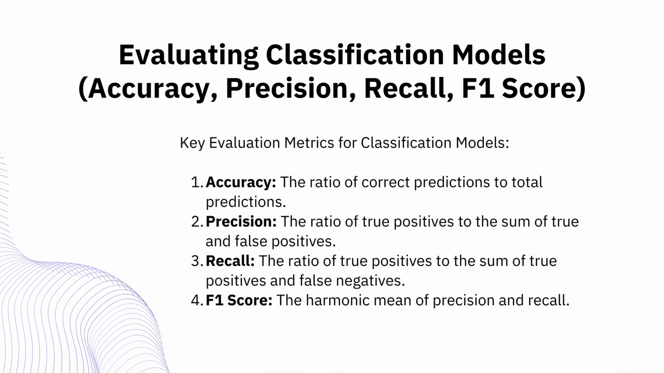To evaluate the performance of classification models, we use several metrics. Accuracy measures the overall correctness of the model. Precision focuses on the proportion of true positives out of all predicted positives, while recall measures how well the model identifies true positives out of all actual positives. The F1 score balances precision and recall, providing a single score to evaluate the model.